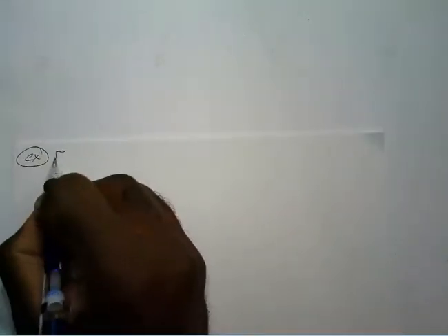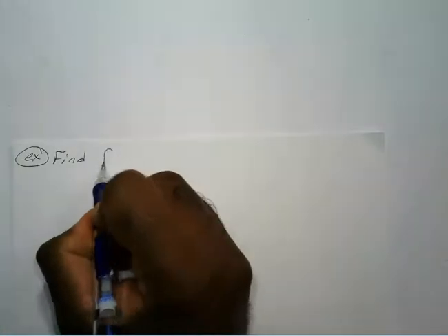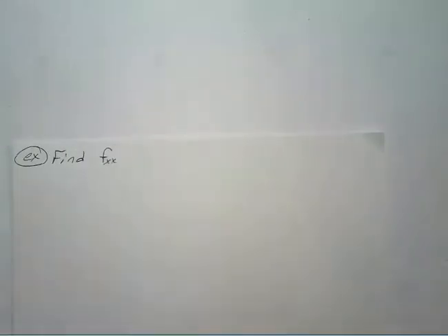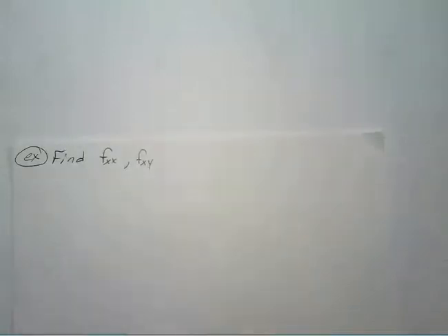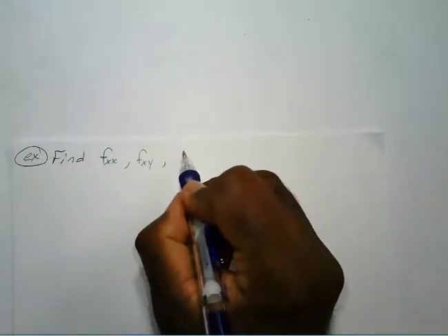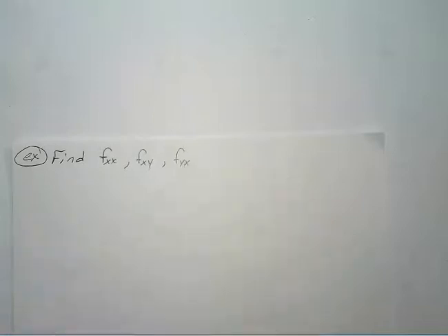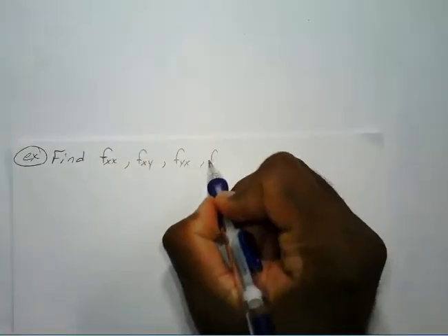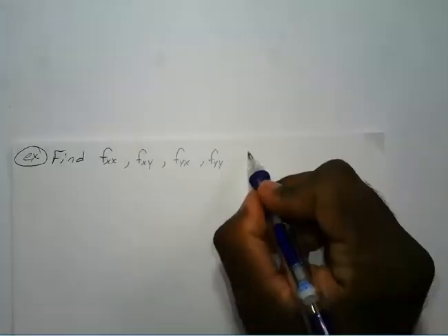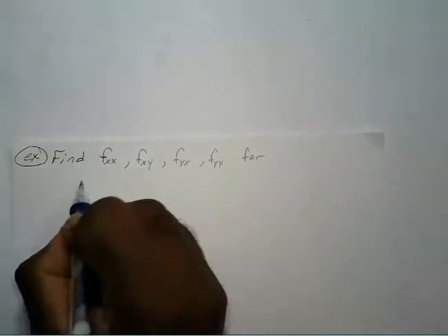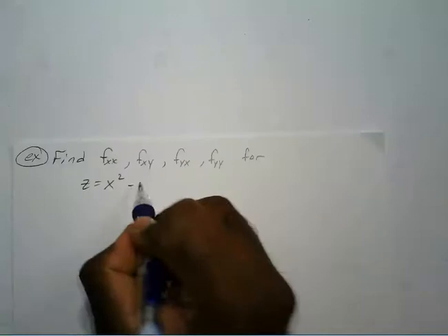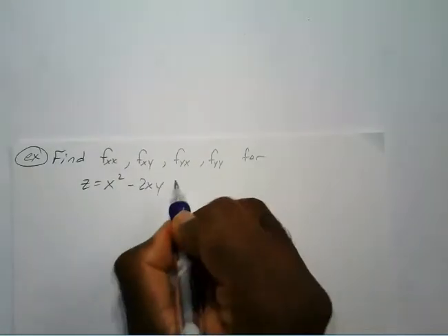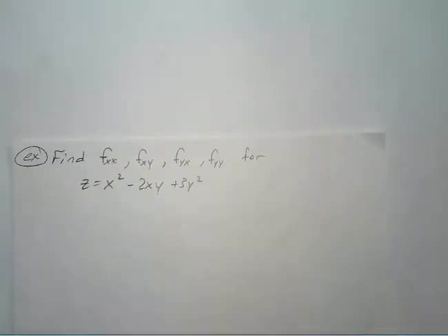Okay, so for example, what if we wanted to find the second derivative with respect to x, the derivative with respect to x, then y, the derivative with respect to y, then x, and the second derivative with respect to y for z equals x squared minus 2xy plus 3y squared.